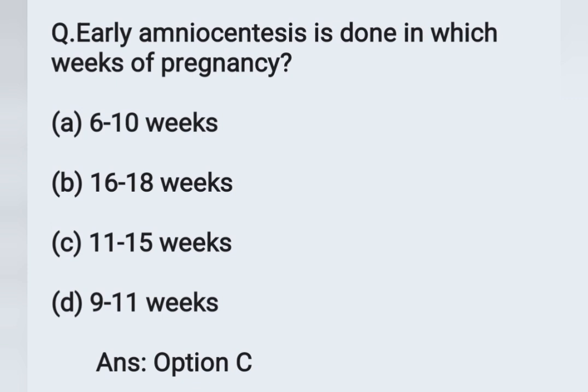Normally, amniocentesis is done between which weeks of pregnancy? If it is asked, it is 15 to 20 weeks of pregnancy. Here, early amniocentesis means it is between 14 to 16 weeks.